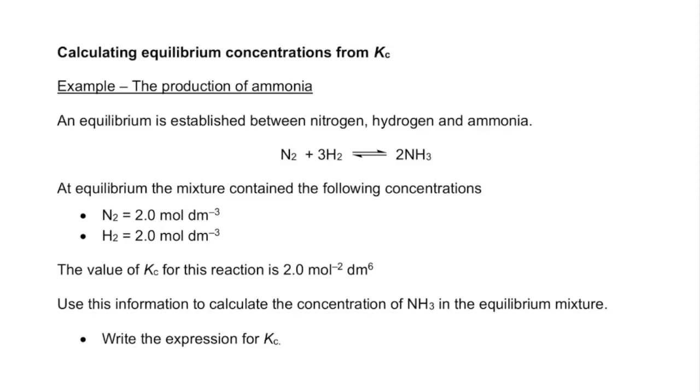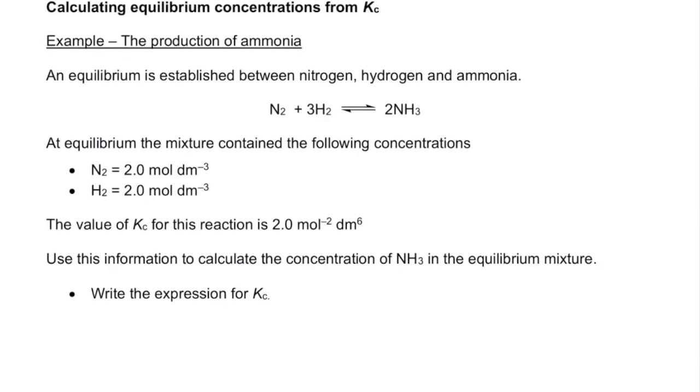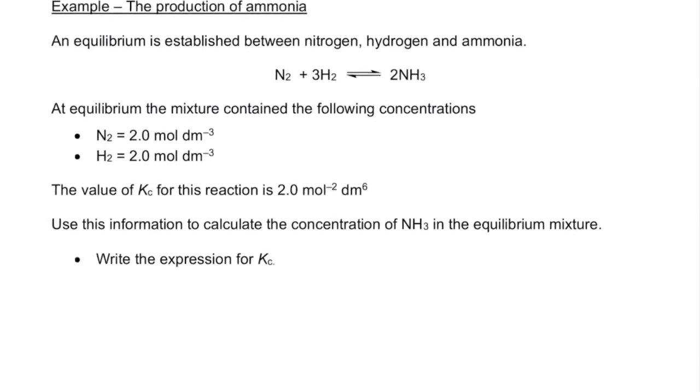In this video, what we're going to do is just look at rearranging a Kc expression so that we can find concentrations from a Kc rather than finding Kc from concentrations. So we're going to start off in exactly the same way. We're going to write an expression for the equilibrium constant Kc, so Kc equals in terms of concentration, and then we're going to rearrange it. So let's have a go.